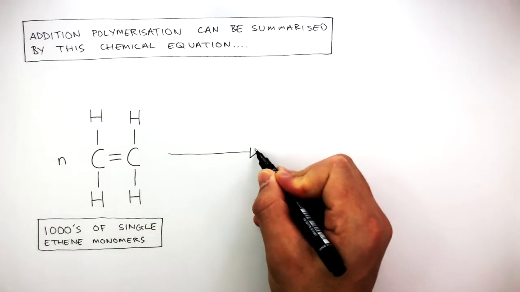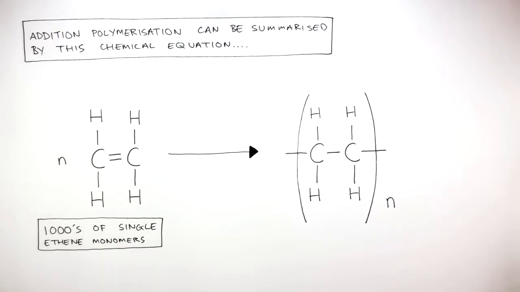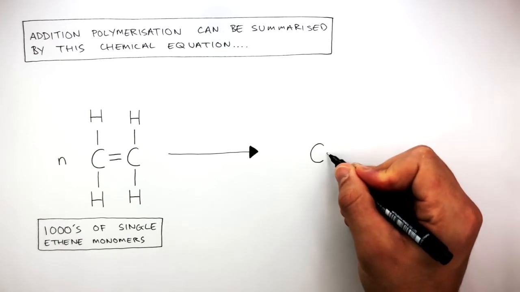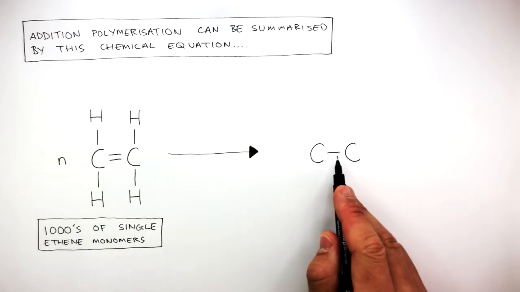You then need to draw an arrow to show a chemical reaction has happened, and this diagram represents the repeating unit of polyethene. A repeating unit will always have a single covalent bond between these two carbon atoms, because this double bond has opened up for the chain to form.